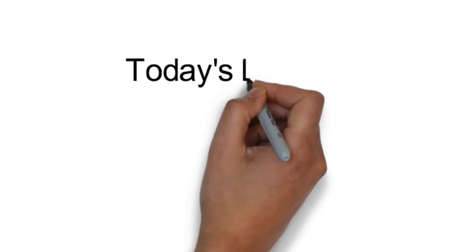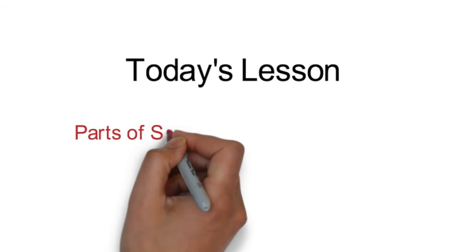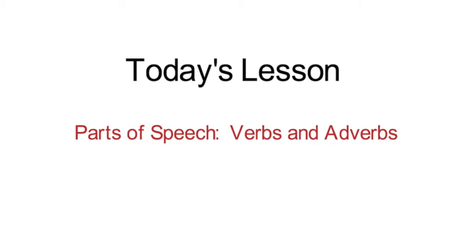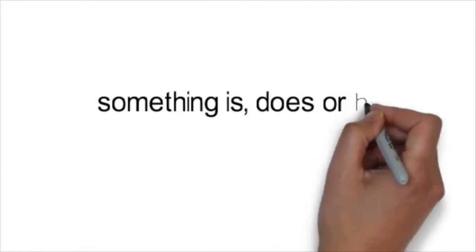Today, we are going to go over some parts of speech in English. We are going to review verbs and adverbs. We are also going to look at how we use different parts of speech in a sentence in English. A verb tells us what is, does, or has.